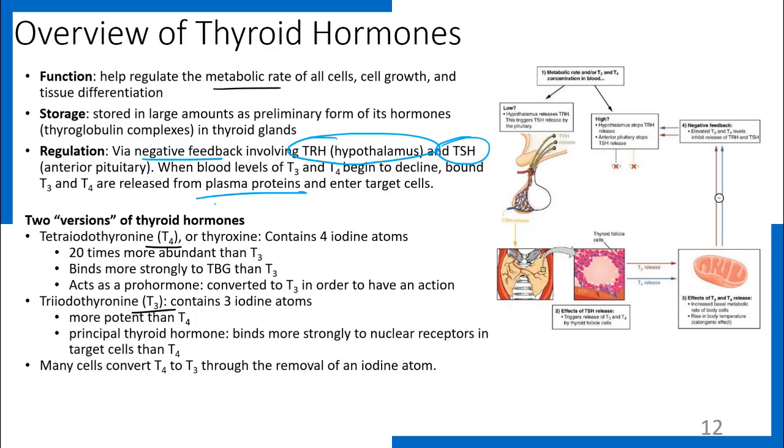the bloodstream. As I said, we've got two versions of the thyroid hormones, T4 or tetraiodothyronine, often called thyroxine, and T3, triiodothyronine, is the second version. T4 contains 4 iodine ions. T3 contains 3 iodine ions. You can see T4 is found in higher and greater amounts in the bloodstream. It binds more strongly to TBG. So TBG is the plasma protein that helps to transport the thyroid hormone.